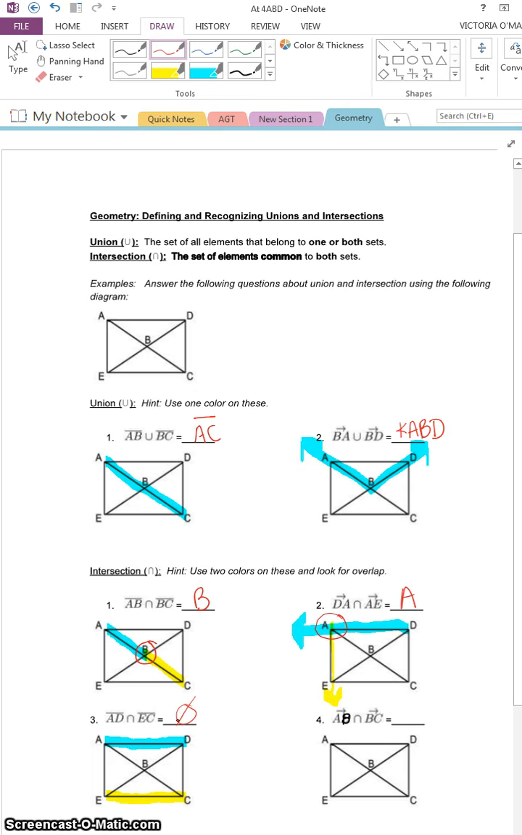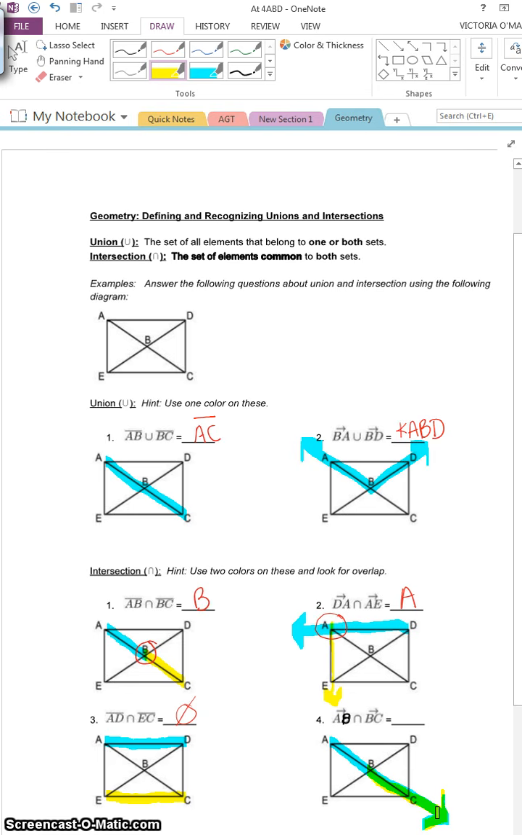Problem 4. I have ray AB intersect ray BC. I'm going to first highlight ray AB. Now, ray AB starts at point A and goes infinitely far in the direction of B. So I am going to extend it past B and make sure that I can see everywhere on the figure where it could potentially overlap. Now I'm going to switch colors and I'm going to do ray BC. Ray BC starts at point B and then goes infinitely far in the direction of C.